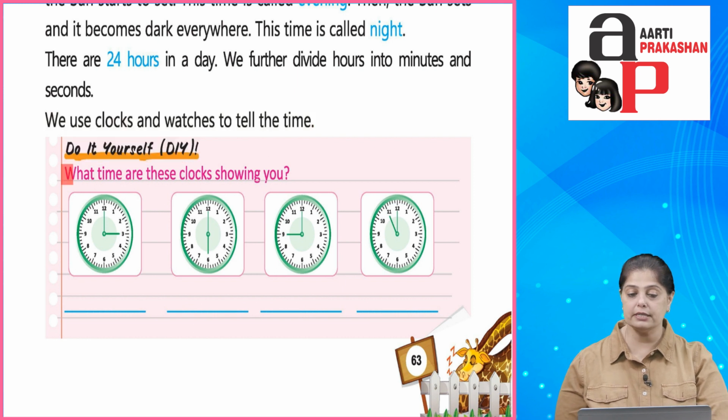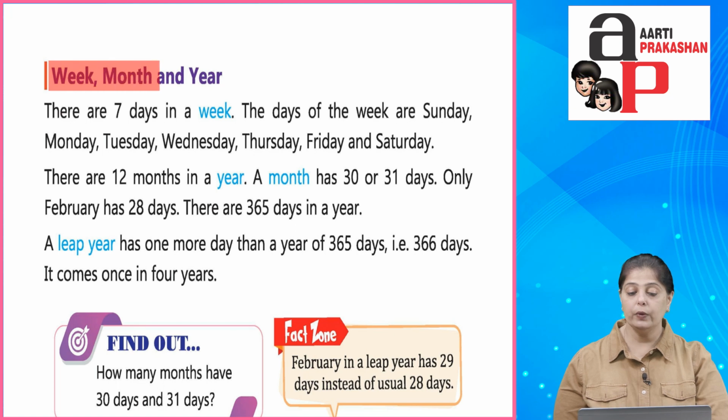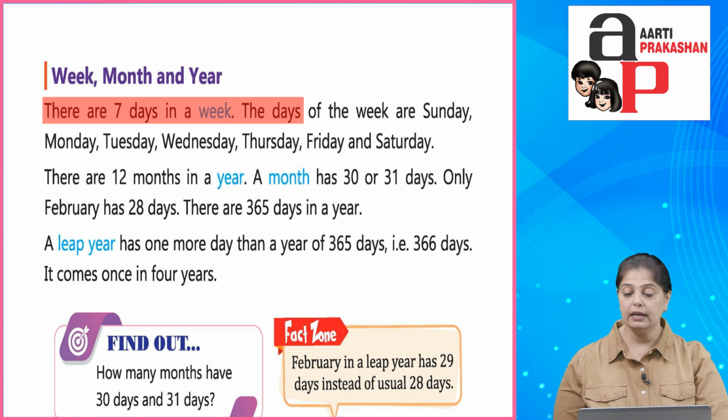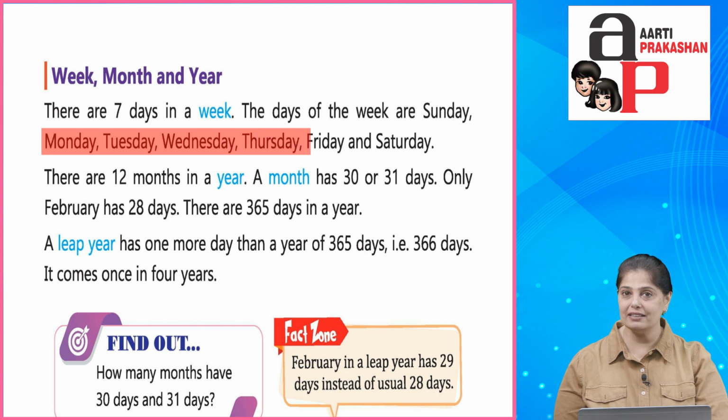Now let's do it yourself. What time are these clocks showing you? Clocks को देखो और क्या टाइम हुआ है बता दो जल्दी. Week, month and year. There are 7 days in a week. The days of the week are Sunday, Monday, Tuesday, Wednesday, Thursday, Friday and Saturday.